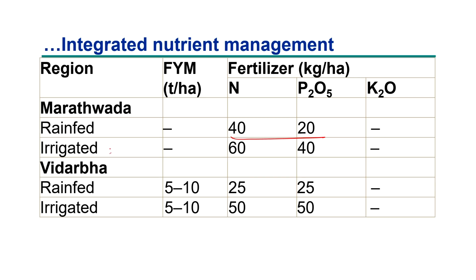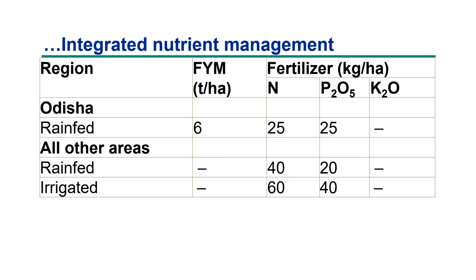For irrigated condition, fertilizer quantity is more. For Marathwada, 60 kg nitrogen and 40 kg P2O5 per hectare. For Vidarbha region, rain-fed, here 5 to 10 tons per hectare FYM, 25 kg nitrogen and 25 kg P2O5. For irrigated region of soils of Vidarbha, 5 to 10 tons FYM, 50 kg nitrogen per hectare and 50 kg P2O5 per hectare are the recommendations.